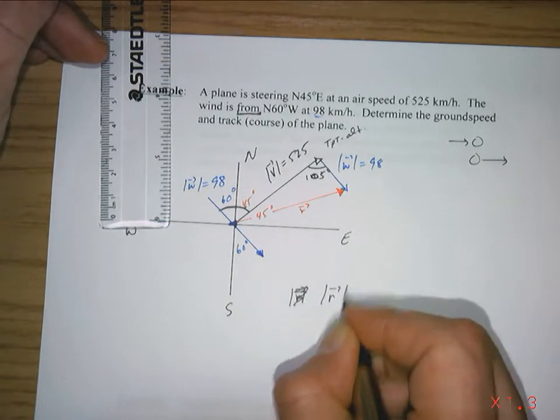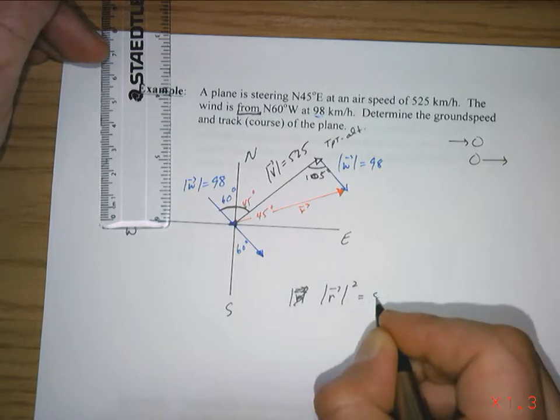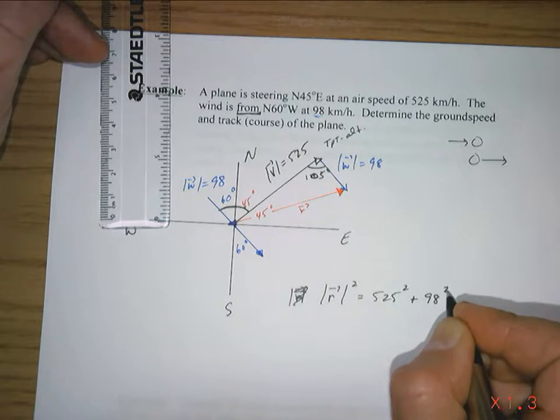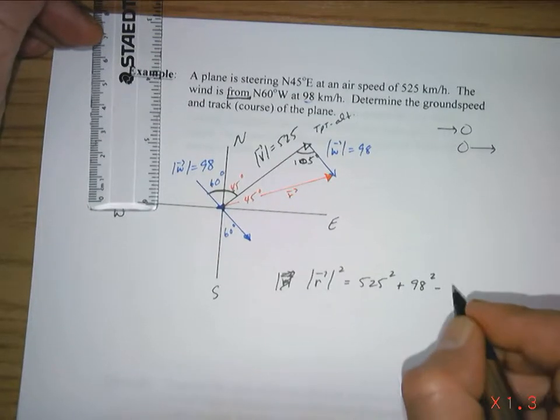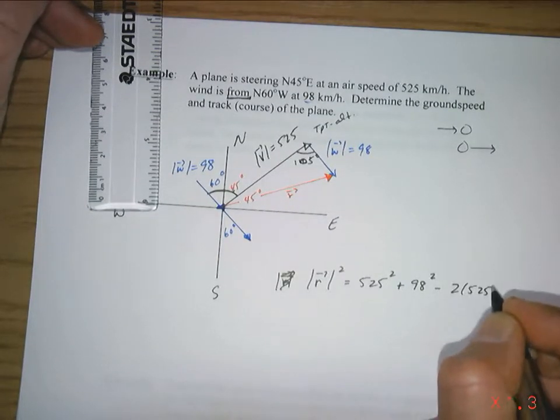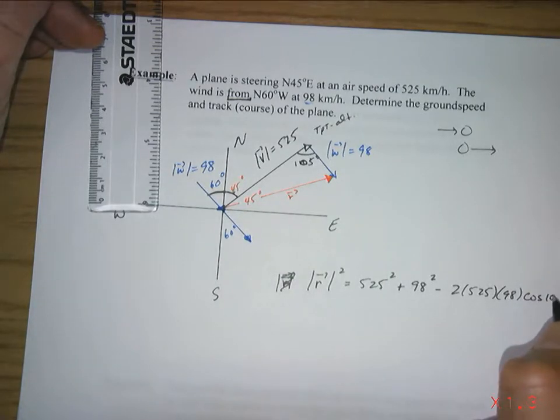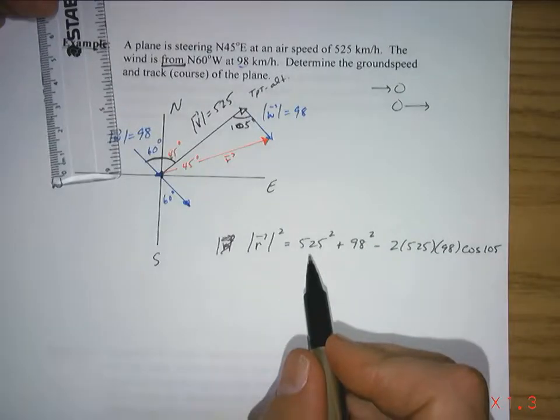So r squared, or the magnitude of r squared, is going to equal, I don't feel like reading these numbers out. You can read them. Now you got to know this formula. If you don't know it, then we're in trouble. Okay, so that's the cosine law. There it is. It's all on the screen now.